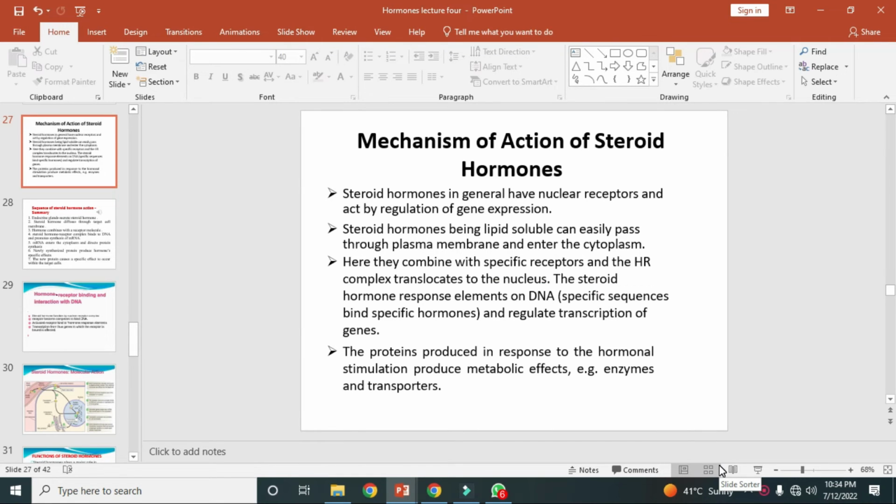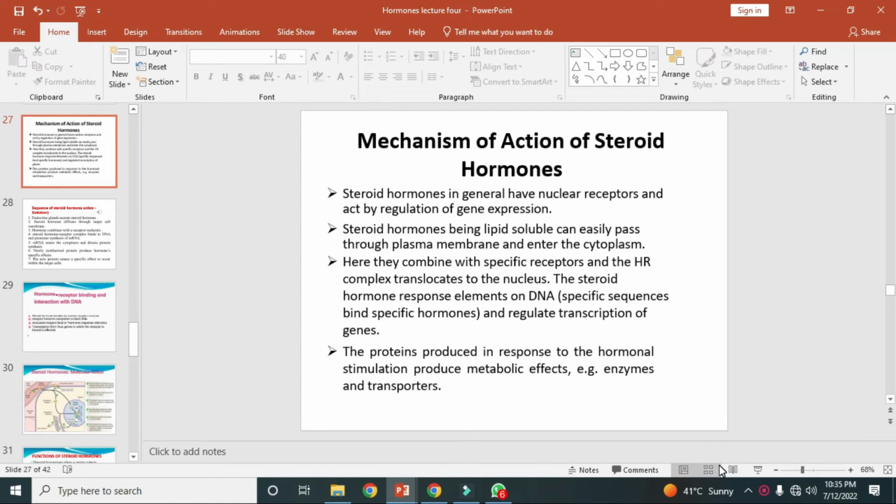Now we will discuss the mechanism of action of steroid hormones. It means how steroid hormones act. Actually, steroid hormones in general have nuclear receptors and they act by regulation of gene expression. As we have already discussed, there are two types of receptors, cell surface receptors and nuclear receptors, and steroid hormones mostly interact through nuclear receptors.